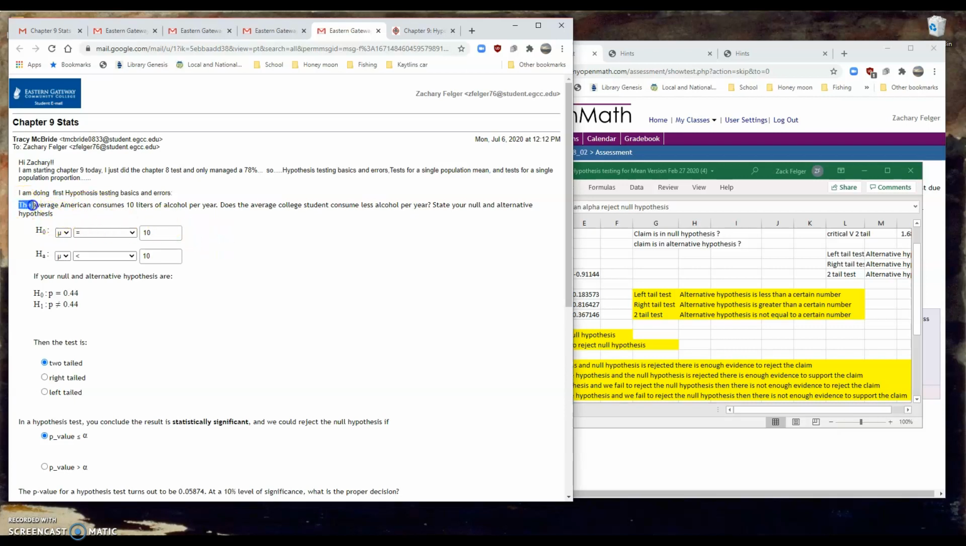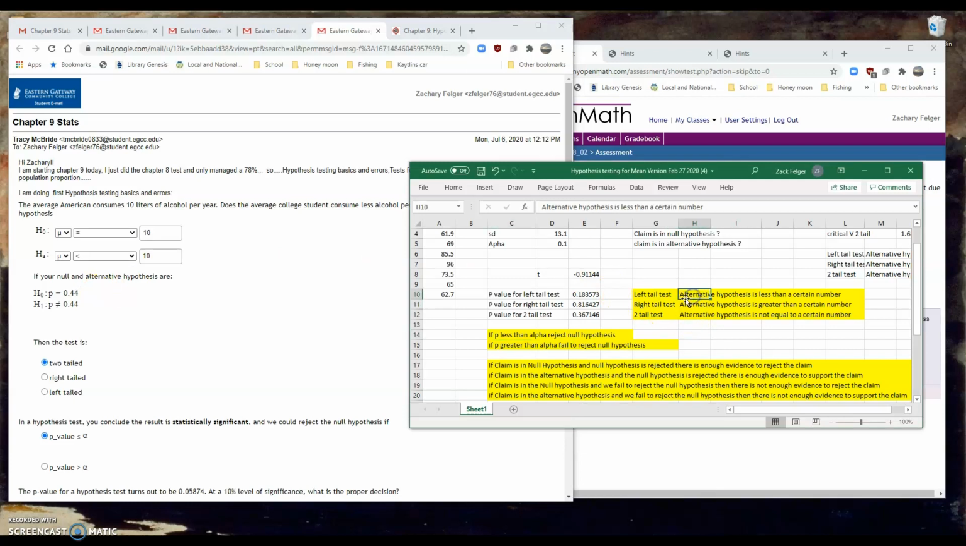In this instance, the average American consumes 10 liters of alcohol per year, and then they're asking, does the average college student consume less alcohol per year? State your null and alternative hypothesis. Well, our null is that the mean of the average American consumes 10 liters. So the mean is equal to 10. Then an alternative, they're asking less alcohol per year. So in that instance, our mean is less than 10.